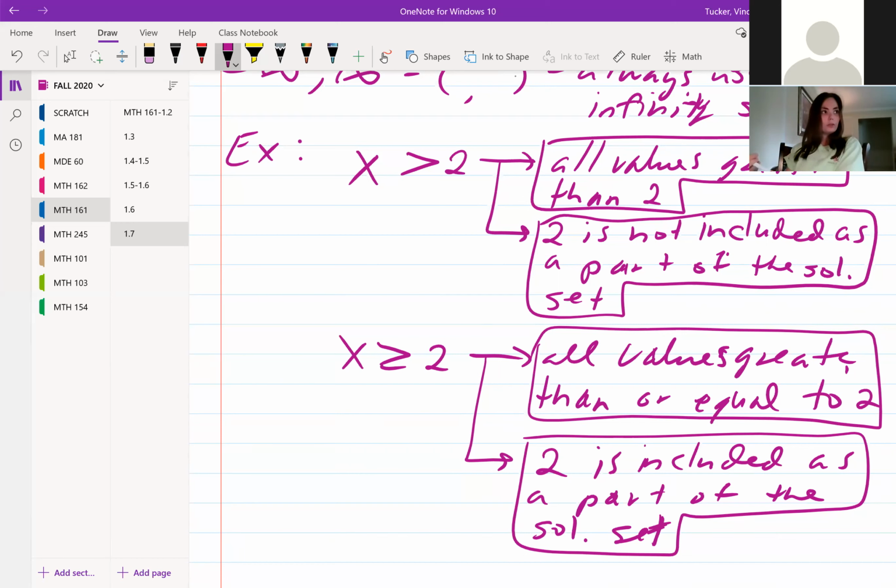I can get close to 2. I can get it as close to 2 as I like. I can do 2.1. I can do 2.0001. I just cannot use 2 as a part of my solution set. I need the values that are greater than 2.